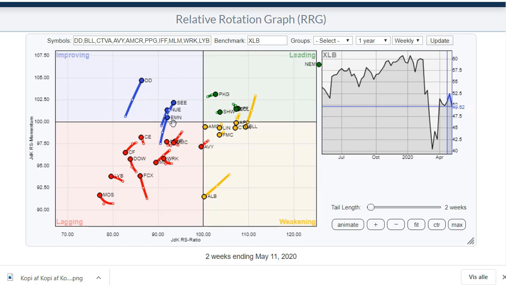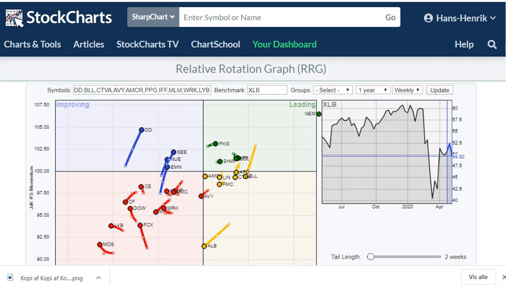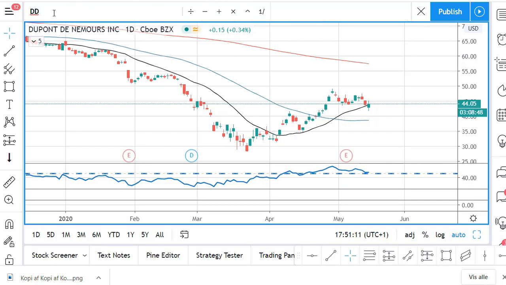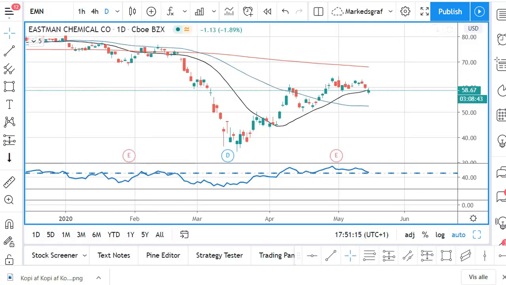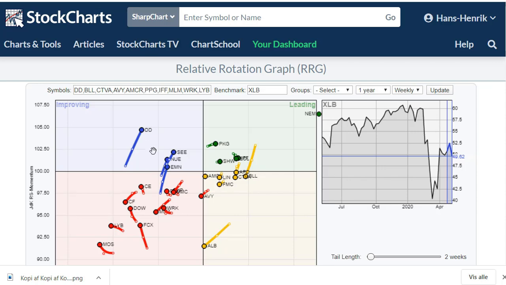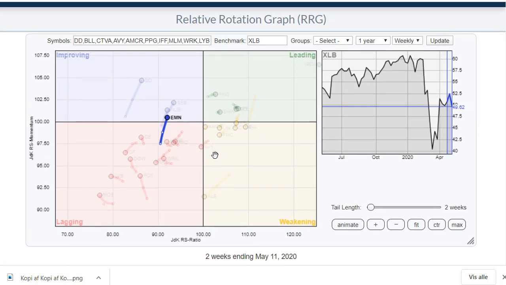We could take the EMN. It just tipped in here, EMN. Let's just see here. That is the Eastman Chemical. Let's just put that in here, EMN. Here we go. And we see about the same here. It started to, let's just have, so we only have the EMN here.